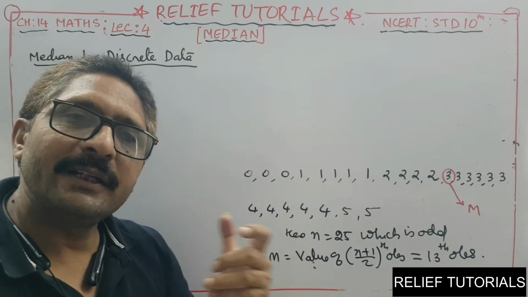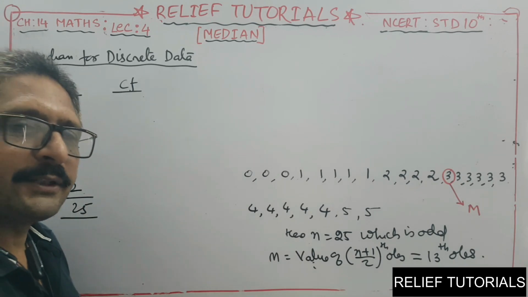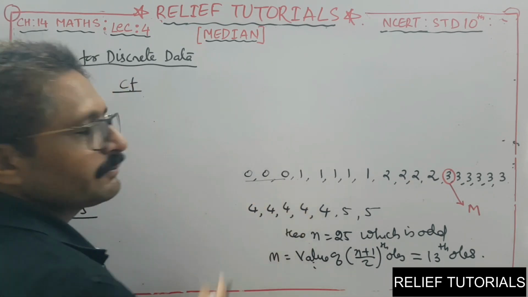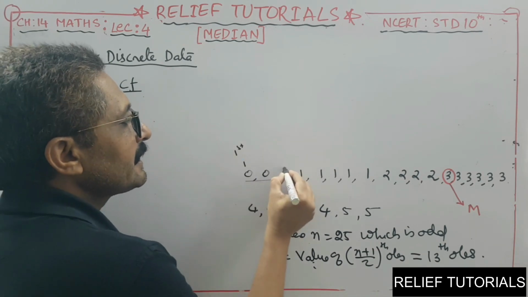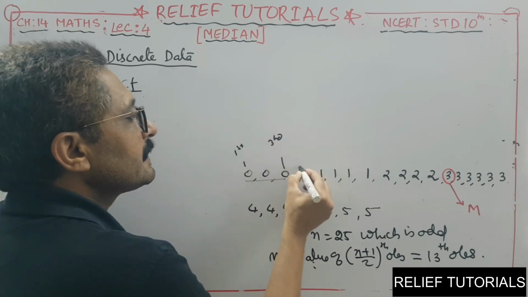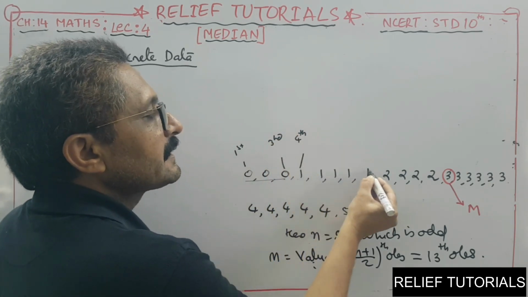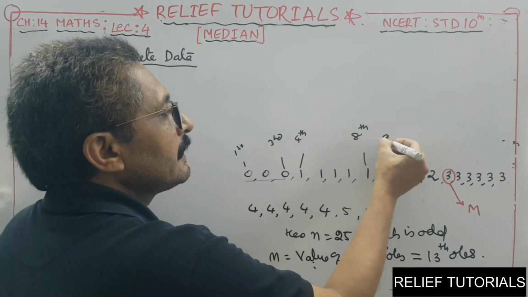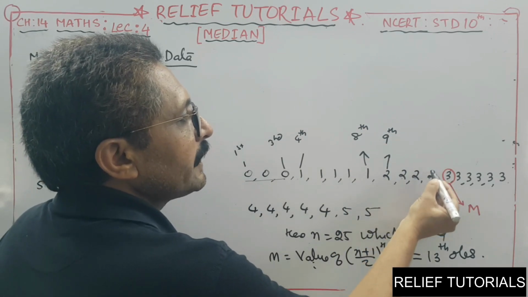we discuss cumulative frequency. See one thing. What is cumulative frequency? I told you, how many students are there who got marks up to 0. See, this is the first observation, this is second, this is third, this is fourth, fifth, sixth, seventh, this is 8th, 9th, 10th, 11th, 12th.